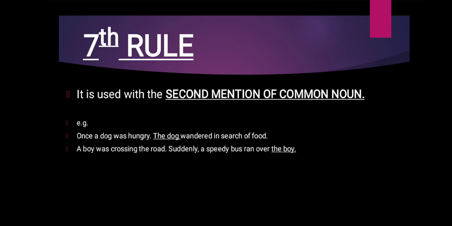And in another example, "A boy was crossing the road. Suddenly, a speedy bus ran over the boy." Here you can also note that the boy in the second sentence is the same one who has been mentioned in the first sentence. So whenever we mention a common noun for the second or third or fourth time in the same speech or the same piece of writing, we'll use the definite article "the" to make it special or to make it known to the reader that we are talking about the boy or the dog or any other noun that has been mentioned before.